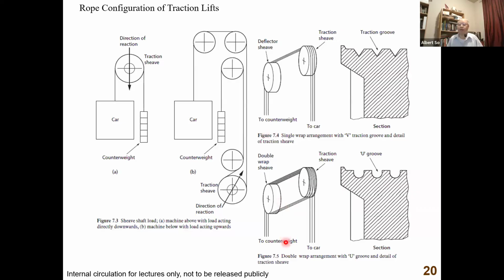For double wrap, the ropes will go up from the car and then lay on the traction sheave and then go around the diverter pulley and then come back again to the traction sheave and come back to the diverter pulley again and then go down to the counterweight. It's called double wrap. So that's why you can see the ropes are actually in contact with the drive sheave and the diverter pulley 2 times.